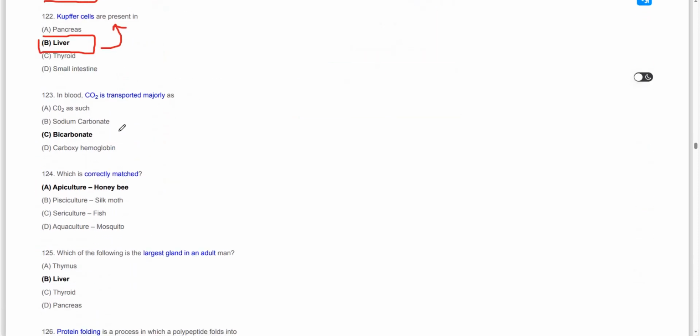Moving on, in blood, CO2 is transported majorly as bicarbonate. So in blood, CO2 is transported majorly as bicarbonate.